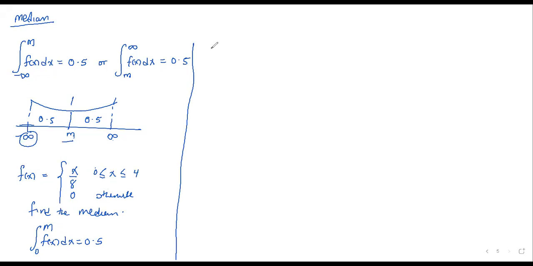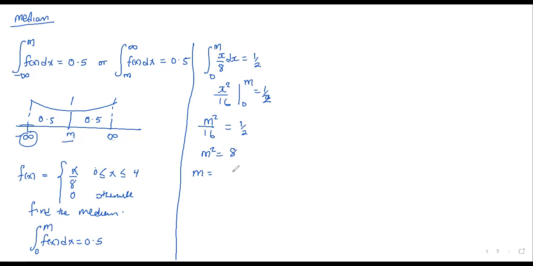So I would get the integral from 0 up to m of x over 8 with respect to x should give me a half. And this will give me x squared over 16 from 0 to m is a half. When I put 0, I get 0. When I put m, I'll get m squared over 16 is going to be equal to a half. My m squared will be equal to 8. So my m will be equal to plus or minus 2 root 2.